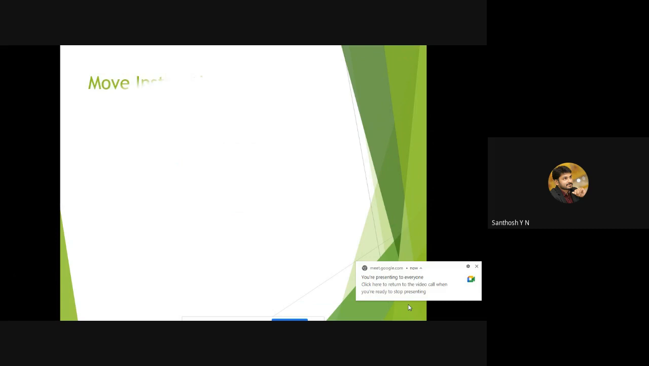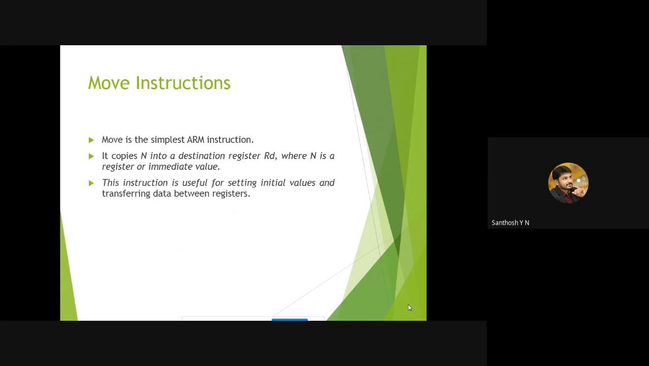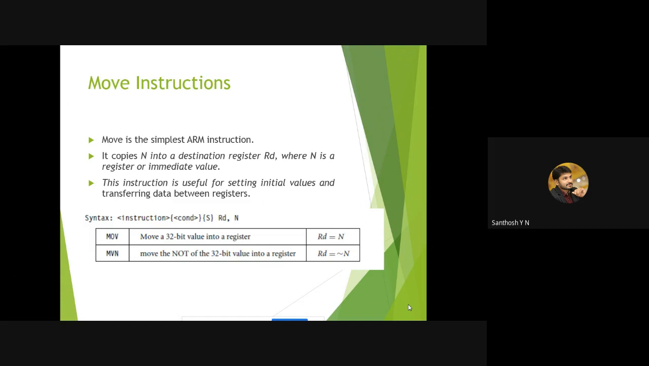Okay, we'll be discussing the move instructions. The move instruction is the simplest instruction in the ARM processor. It copies n into the destination register, that is Rd, where n is a register or an immediate value. This instruction is useful for setting initial values and transferring data between registers. In the move instructions, there are two mnemonics, that is MOV and MVN.